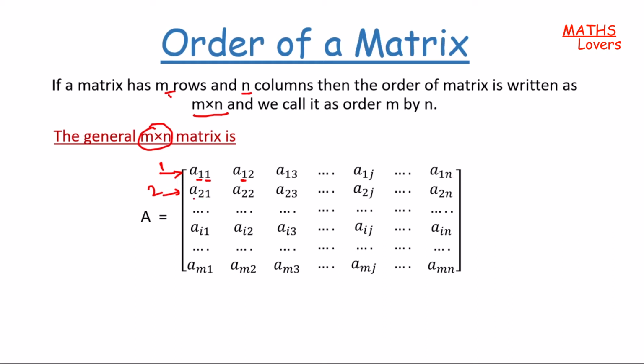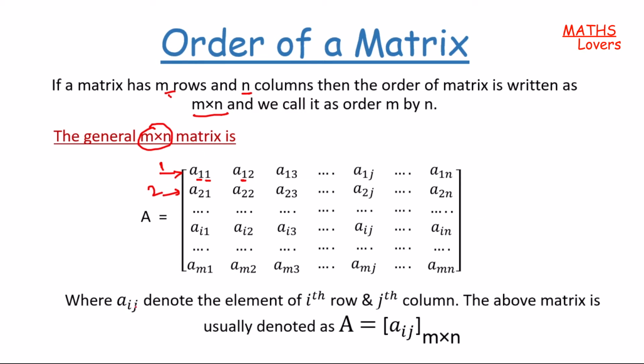Similarly here it will come a21, second row. First we write the number of rows. So a21, here a22, a23, a2j, a2n. Like this, if the ith row is there, then it will be ai1, ai2 second column, ai3 third column, aij and ain. And in the last, if the order is m, it will be the mth row: am1, am2, am3, and the last element will be amn. Like this we represent an m cross n order matrix, where aij denotes the element of the ith row and jth column.